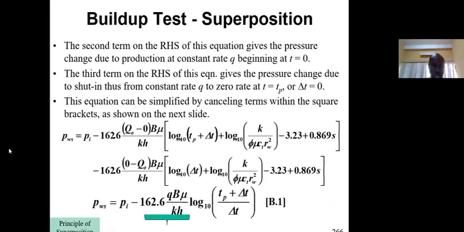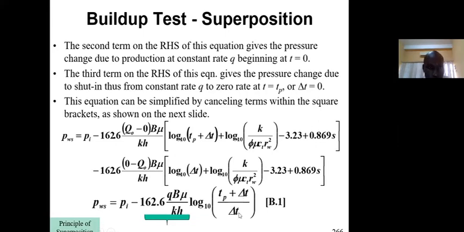And of course, if you look at it, you see that Pws is the shut-in pressure. It is directly proportional to the log of (Tp plus delta T) over delta T. So on a semi-log plot, you should have a straight line if you plot the shut-in pressure against (Tp plus delta T) over delta T.